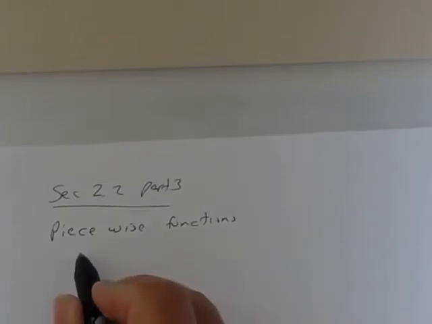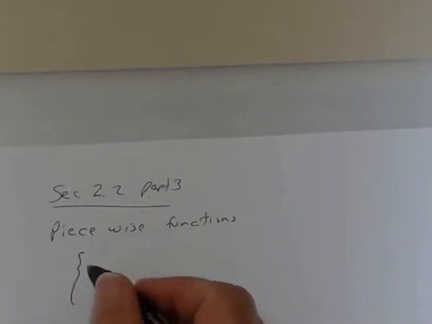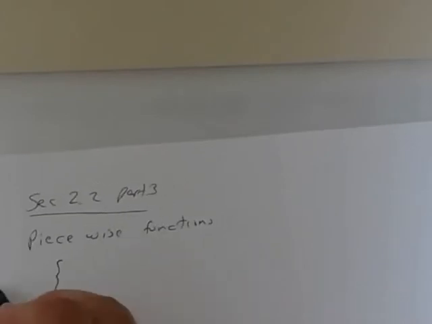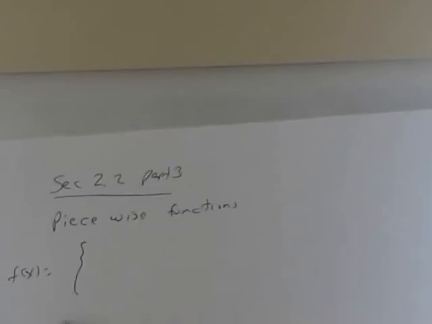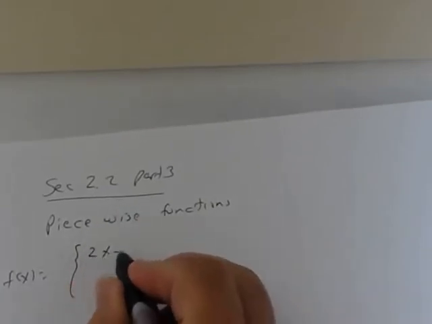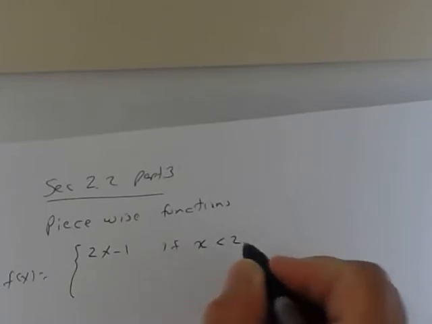You see how when I drew the brace, it looked like a system I was dealing with? But it's not a system. You're graphing a piecewise function. So let's suppose my first one is this. So you're told f of x equals this, right, like this: 2x minus 1 if x is less than 2.